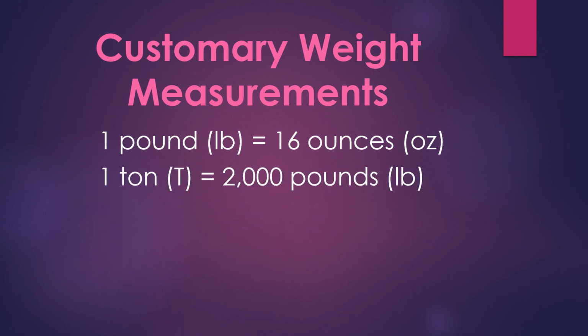The other conversion you need to know is that 1 ton equals 2,000 pounds. Do you remember that adult polar bear we were talking about? That adult polar bear is the same weight as 2,000 apples. That is a lot of apples.